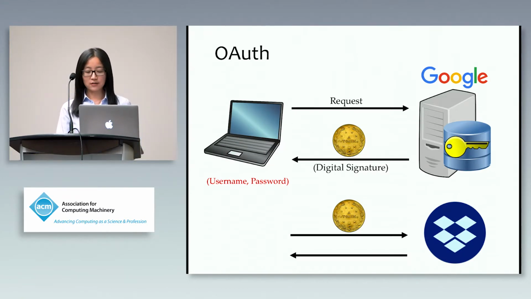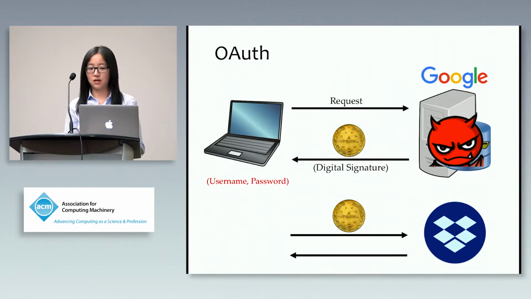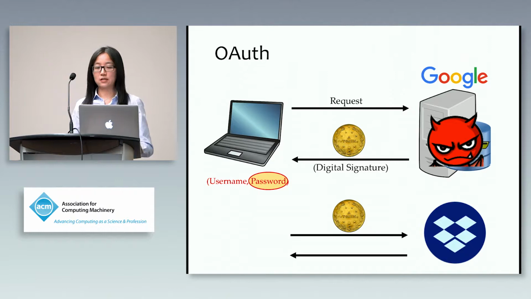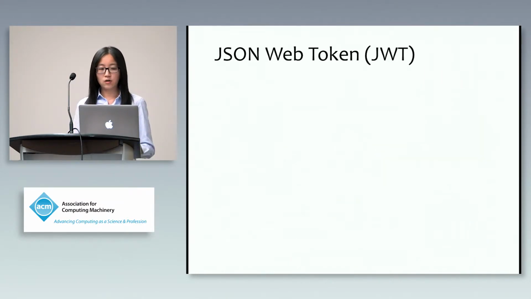But now, if the Google server is somehow compromised, then there are two issues. First, the secret key is leaked, so the attacker can generate any token to access any Dropbox account. And second, the user's password could also be somehow leaked. I will elaborate more on that later, but let's look at a second example called JSON Web Token, which is a particular type of token that's being widely used in web and mobile apps.